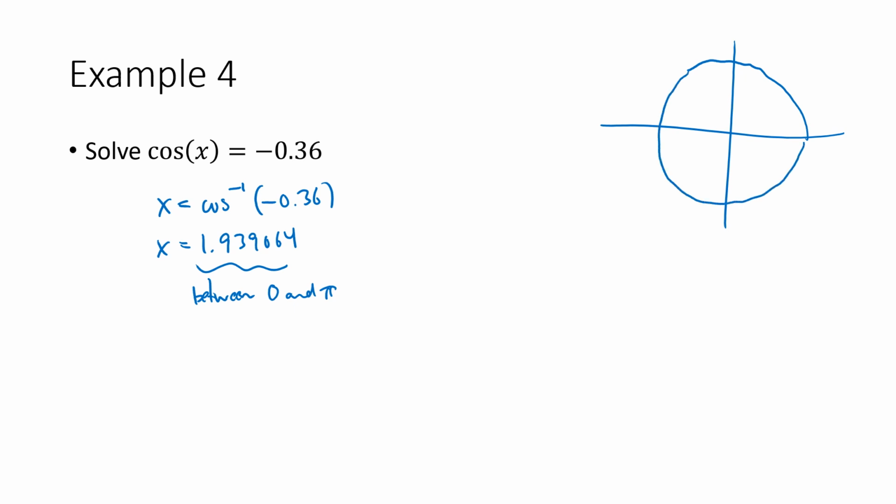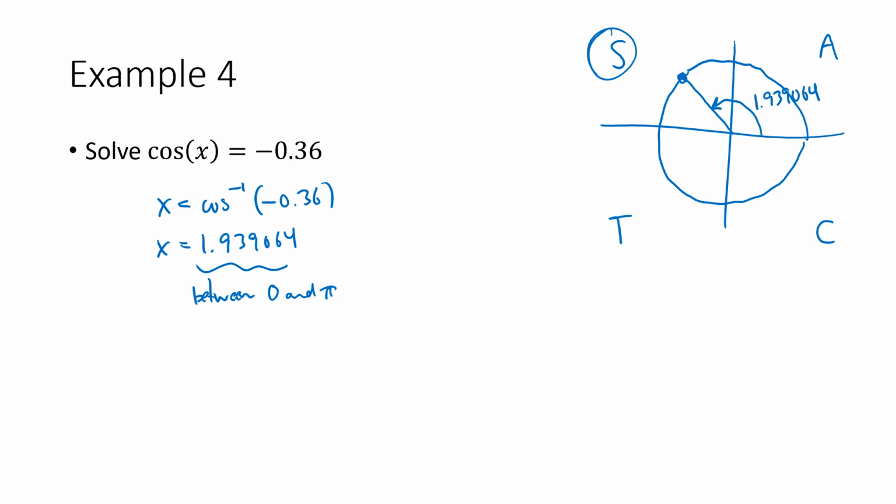Okay, so what quadrant does 1.939064 lie in? Well, again, we have to be a little bit of a detective here. We know that cosine is negative in quadrant 2. This angle is either in quadrant 1 or quadrant 2. This angle has a negative cosine, so it must be in quadrant 2. So the angle that we're starting with, the angle that our calculator is giving us, is this angle right here. That's going to be our 1.939064. But is that the only result?